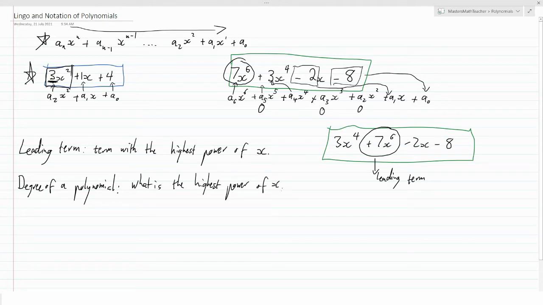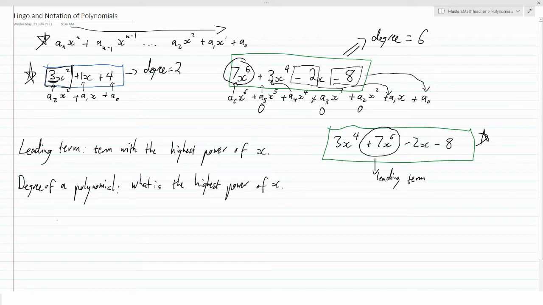So let's look at our blue equation. Our highest power is 2. So this one has a degree of 2. For our green one, it has a degree of 6. Okay, even if we were looking at the green one in the bottom here, this still has a degree of 6 because it's the highest power of x, not the first one.